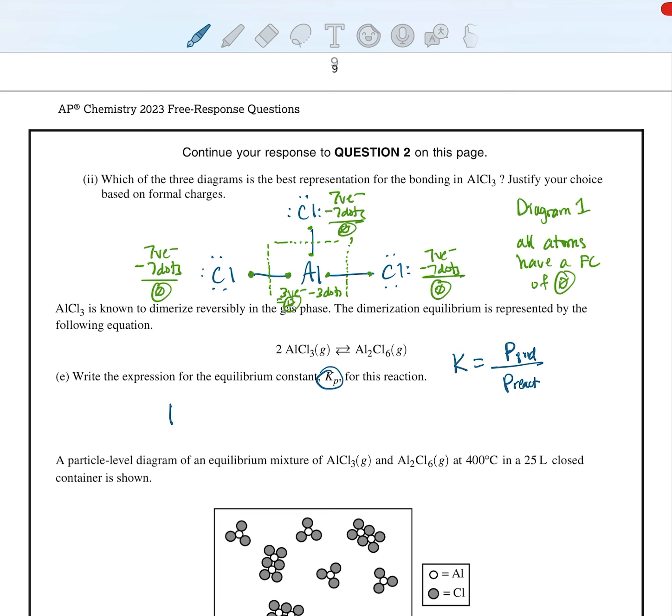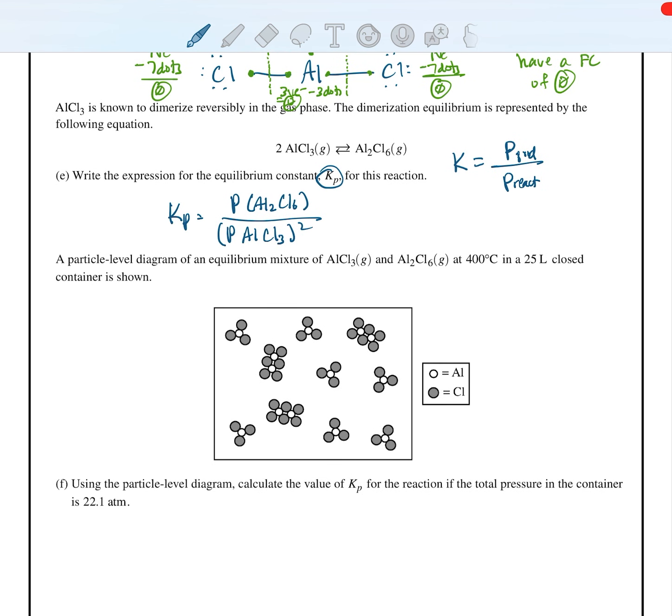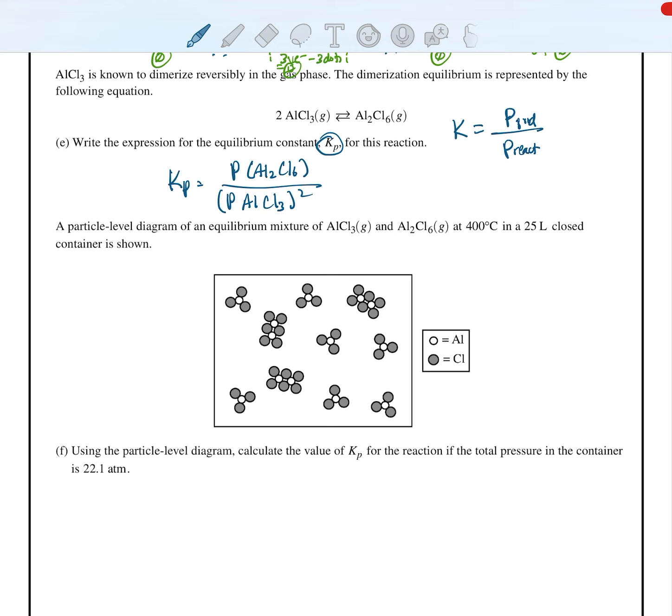So for this question, Kp will equal the pressure of Al2Cl6 divided by the pressure of AlCl3 squared. That's my equilibrium expression, and it'll show me the ratio of product to reactant at equilibrium. Now, there is a calculation to follow up in question F. So I'm given a particle level diagram of the equilibrium of this reaction up here, and I'm being asked to calculate the value of Kp if the total pressure in the container is 22.1 atmospheres.